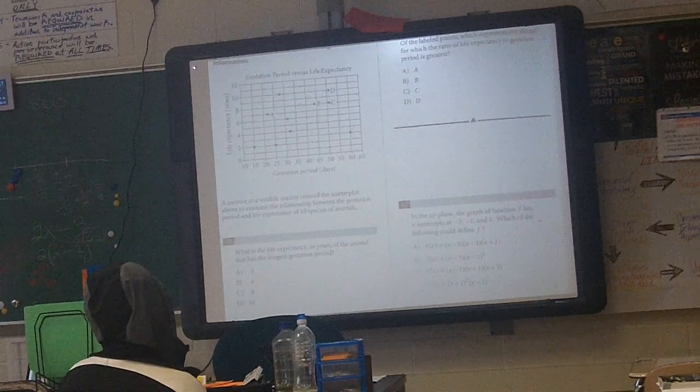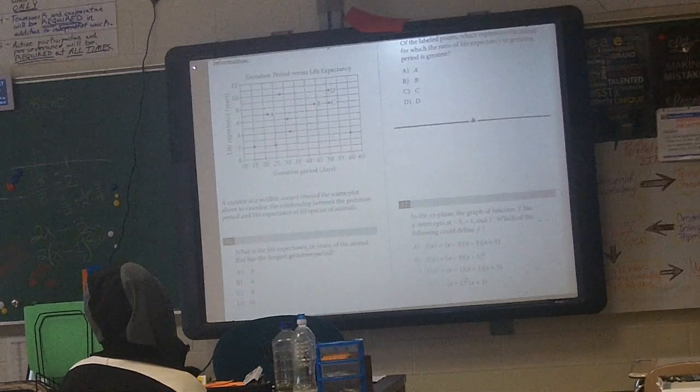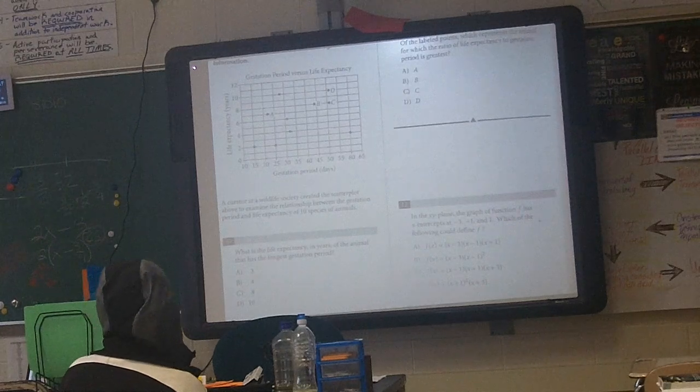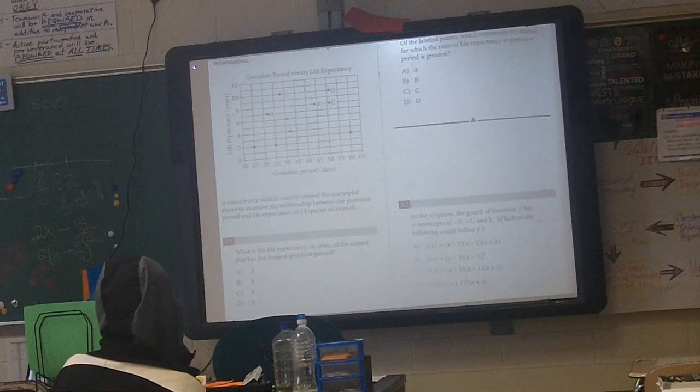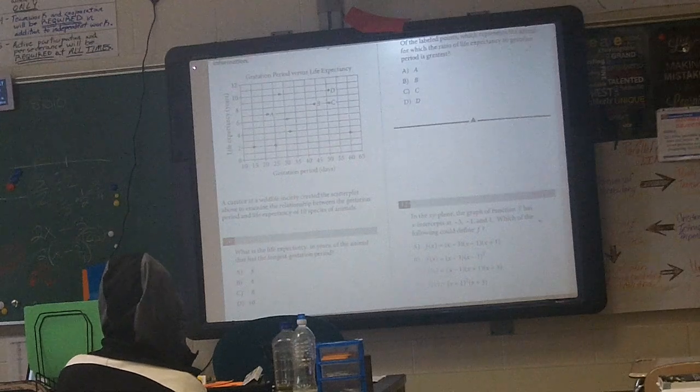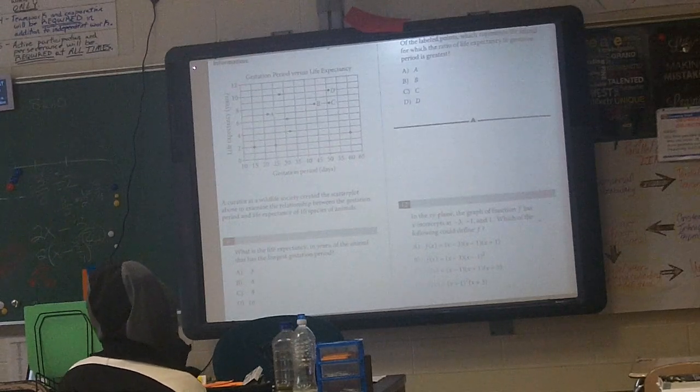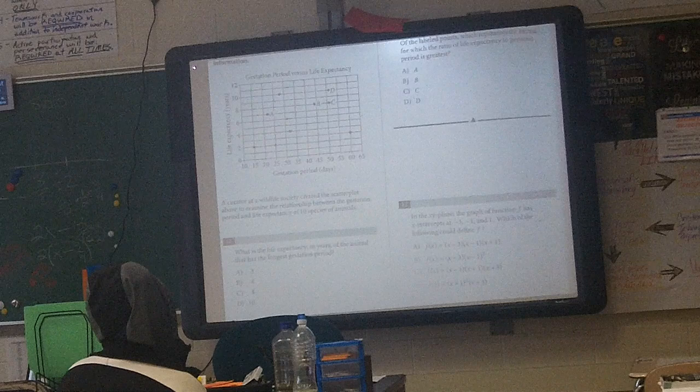Oh my God, 30 seconds. Wait, this was that one for number 11. Are we doing that based off the options in number 10 or based off the graph? Based off the graph, the labeled points. Oh, come on. Sorry, I'm a little sleepy.